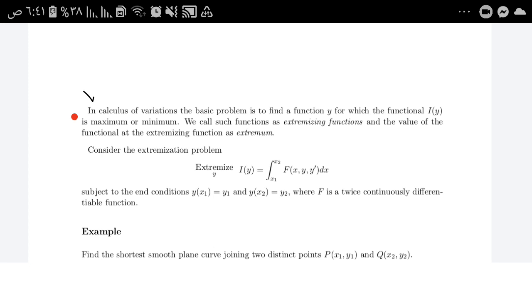Let's read this sentence. In calculus of variations, the basic problem is to find a function y for which the functional I(y) is maximum or minimum. We call such functions extremizing functions.